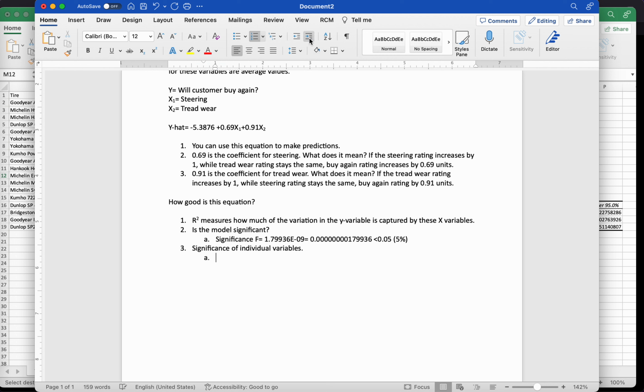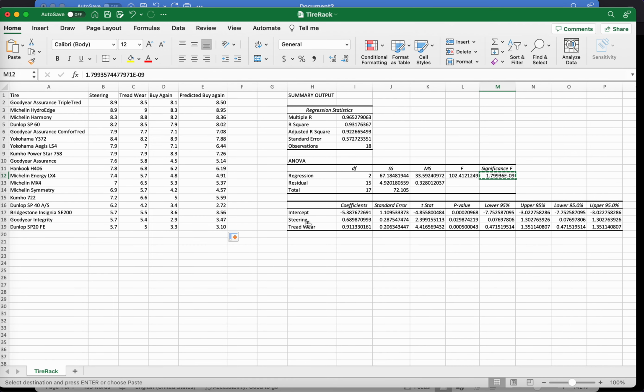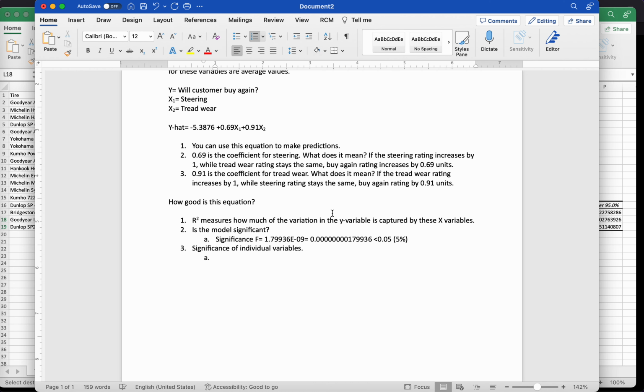So this is where you are going to run a test to see whether a particular variable is significant or not. And for that, you come back to this table right here, and the numbers that you check are the p-value numbers right here. So the significance value for steering is 0.029, and the significance value for treadwear is 0.0005. Now, both of these numbers are less than 0.05, so both of these variables are in fact significant, right?